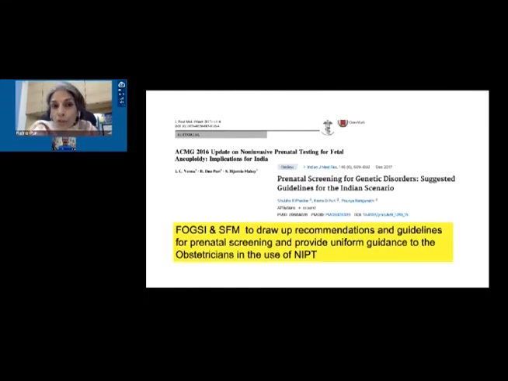So we do have these two thoughts from within our country that are published pertaining to the Indian scenario. One in the Journal of Fetal Medicine, which is the official journal of the Society of Fetal Medicine, and this was once the 2016 update on ACMG guidelines for NIPT came up, and what were the implications for India. Now we would probably have to write one after we get the ACMG 2020 update on NIPT and aneuploidy screening. And the other one is in the Indian Journal of Medical Research on the suggested guidelines for screening for all genetic disorders, not just aneuploidy.